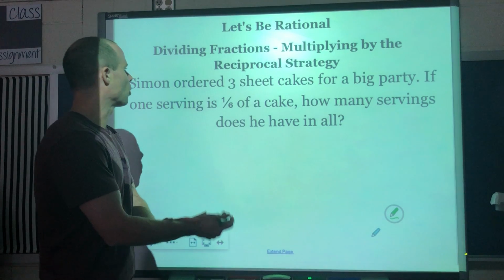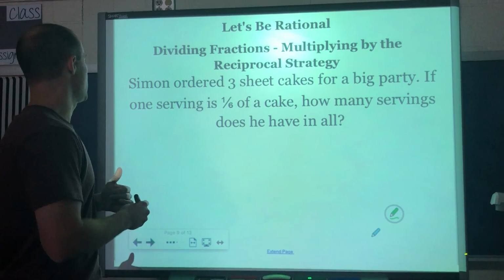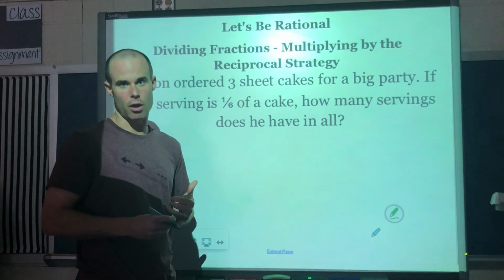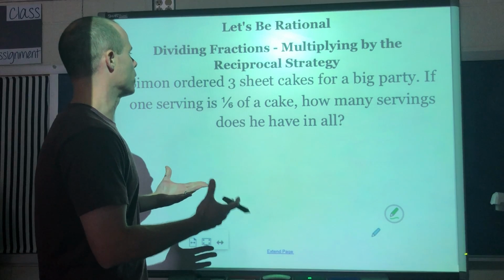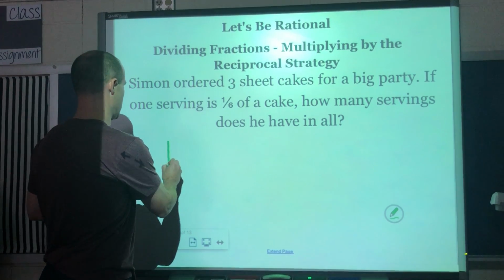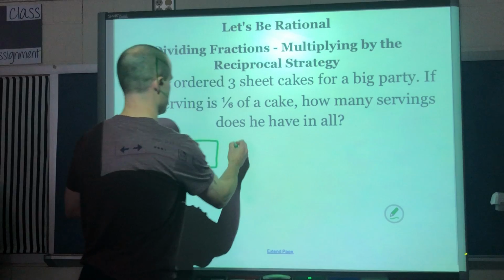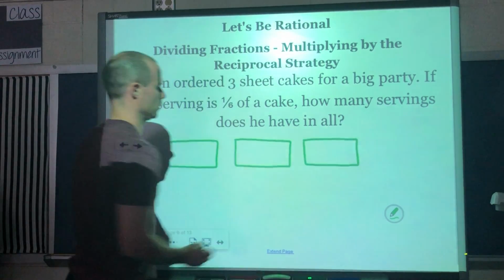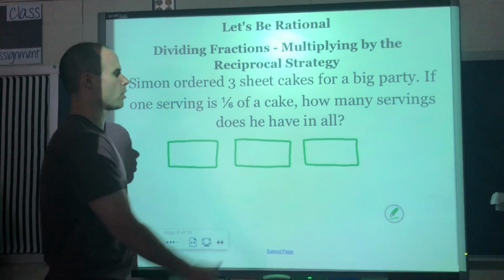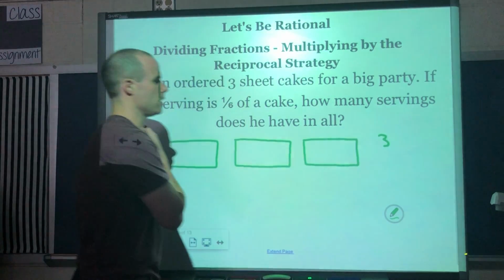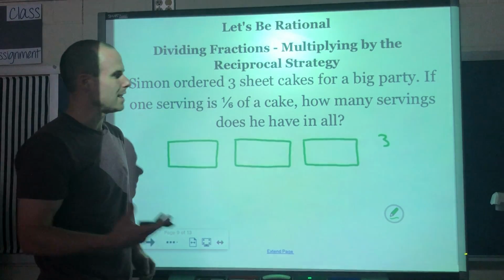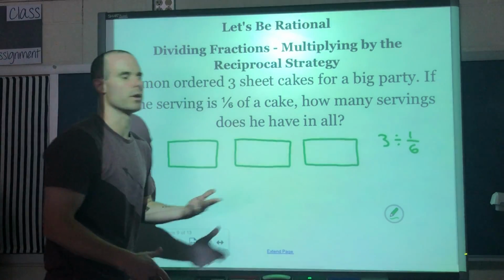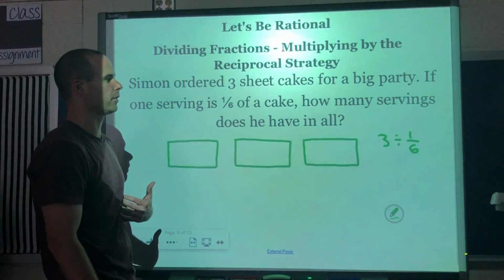So in this problem, Simon ordered 3 sheet cakes for a big party. If one serving is 1/6 of a cake, how many servings does he have in all? So what I'm going to think about first is drawing out his 3 sheet cakes. In the problem, we're taking these 3 sheet cakes and trying to break them down into groups of 1/6. So you can see that we're really doing the division problem, 3 wholes divided by 1/6.